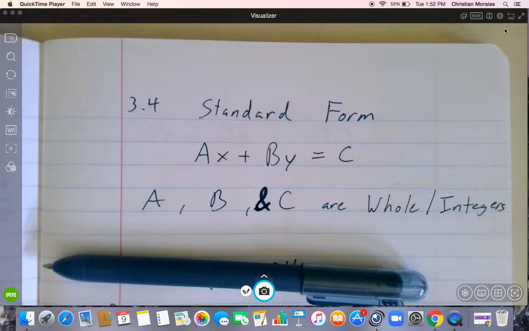Lesson for today, part 4, standard form. So this is a linear equation written in standard form: Ax plus By equals C.